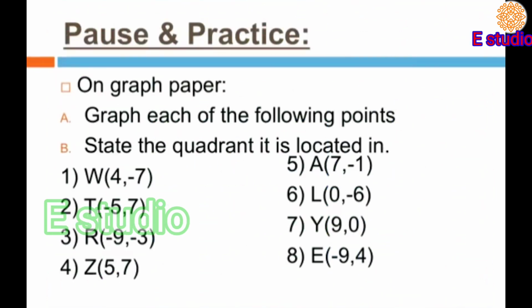So here's your pause and practice. Just pause and practice. When you're done, unpause the video. After a 3, 2, 1 countdown, your answers will be displayed. Go.